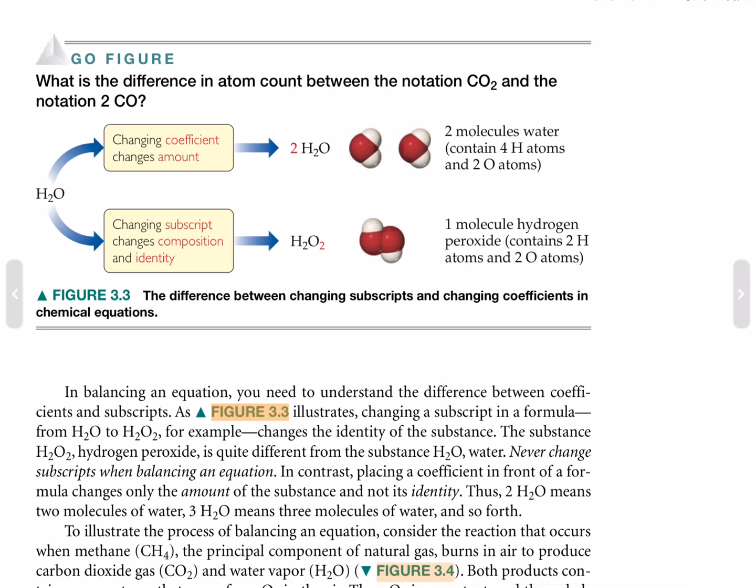Figure 3.3. The difference between changing subscripts and changing coefficients in chemical reactions. Changing a coefficient changes the amount of molecules. 2H2O means 2 water molecules that each contain 2 hydrogen and 1 oxygen. H2O2 means 1 molecule of hydrogen peroxide, which contains 2 hydrogen atoms and 2 oxygen atoms.